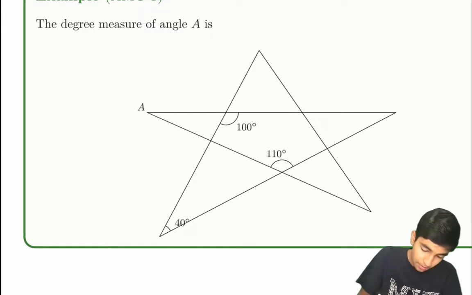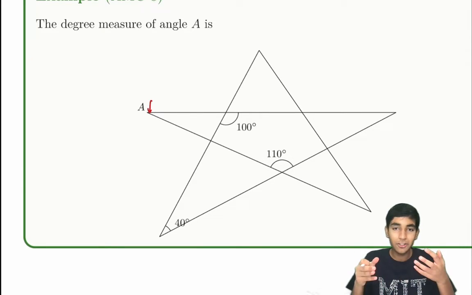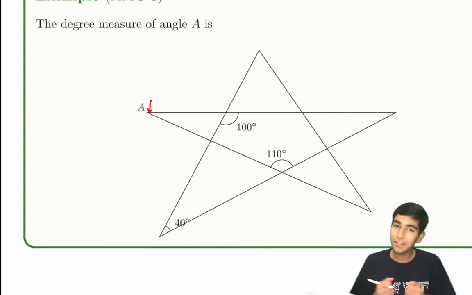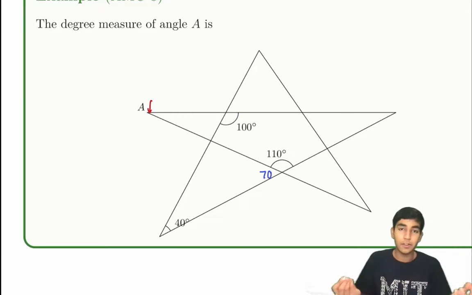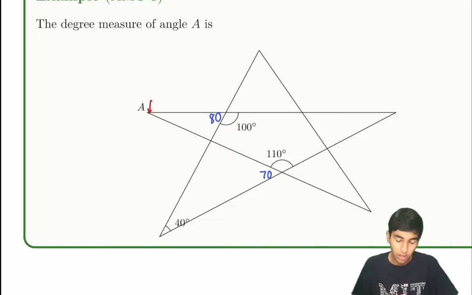What is the angle measure of this angle A? The interesting thing about this problem is it's not just a simple triangle or parallel lines. We've got a more interesting configuration here. Let's see what we should do. First of all, we know this is 100 and this is 110. That means this angle over here must be 70 because of supplementary. And this angle must be 80 because of supplementary as well.